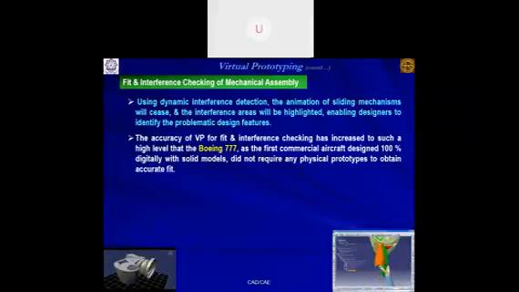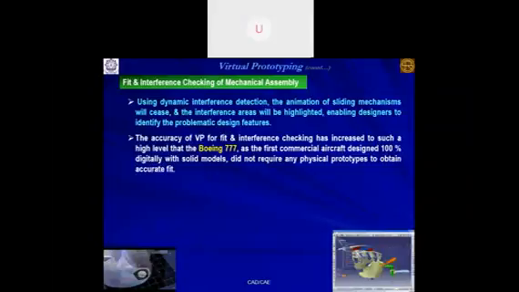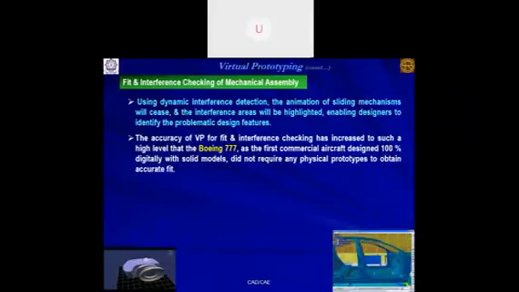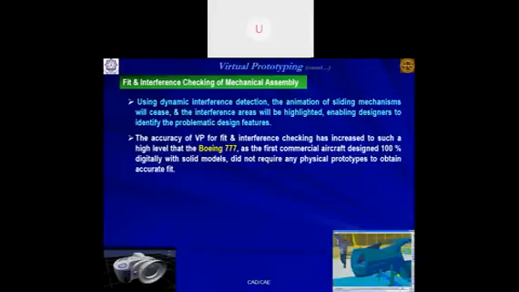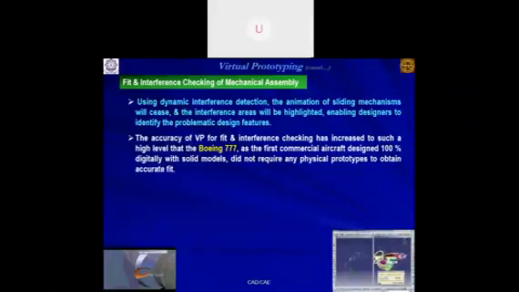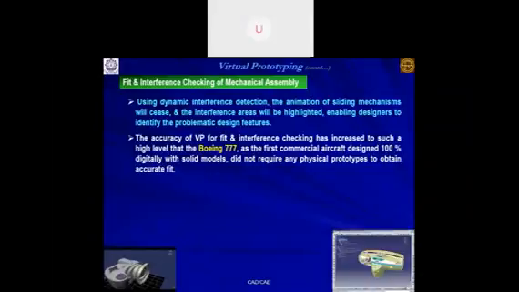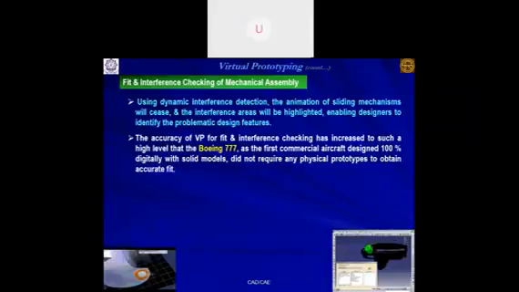That means checking the accurate fitting and interference of the big aircraft, the Boeing 777. The whole fitting check was carried out over the CAD model or digital model before manufacturing the physical prototype. So that drastically reduced the cost involvement. They found a lot of mistakes at the digital level and rectified them at the digital level. So cost involvement has been reduced drastically.